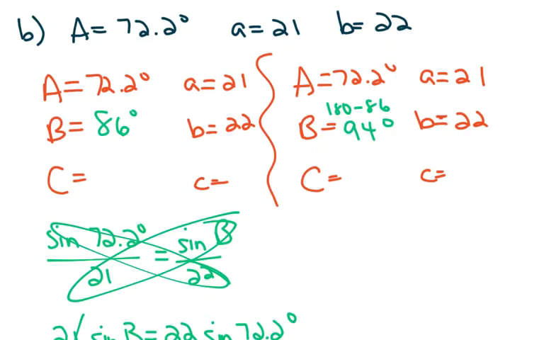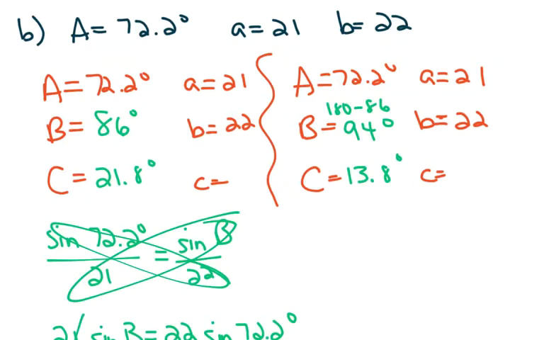So the next step in both solutions is to find angle C. So I'll find angle C in the first solution by subtracting both of those from 180, and I'm going to find out that this is 21.8. And then in the second solution, I will also subtract 72.2 and 94 from 180 and find out that the third angle is 13.8. And then I will have to use the law of sines twice to find side C in each solution.